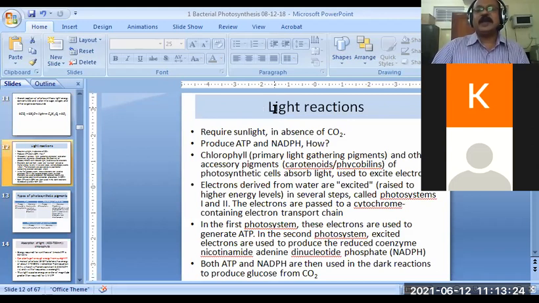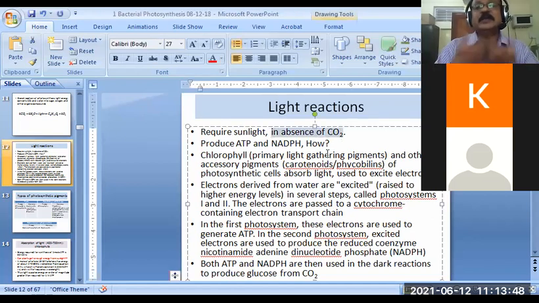So what is the light reaction? The light reaction requires sunlight, and therefore it is called the light reaction. The dark reaction does not require light, although it can take place both in light as well as in the dark, but it doesn't require light, and therefore it is called the dark reaction. The light reaction does not essentially require CO2, because the CO2 requirement is in the dark reaction. The light reaction produces ATP, and it also produces NADPH. How does it produce ATP and NADPH?